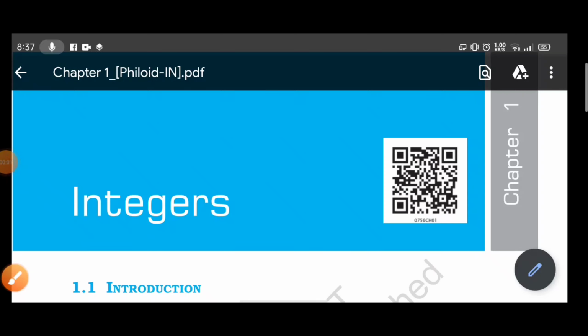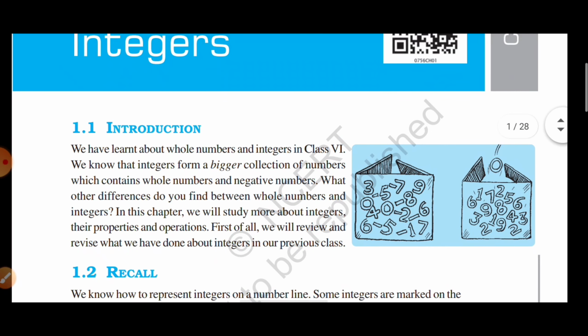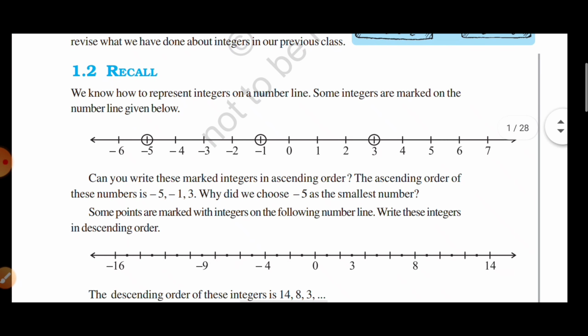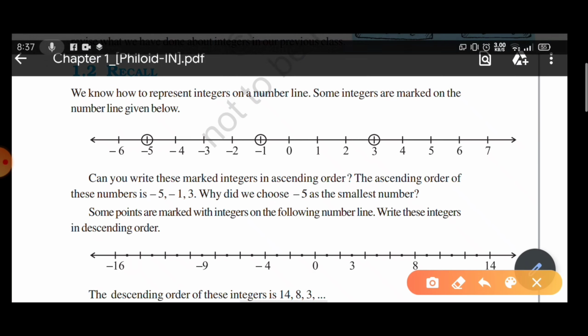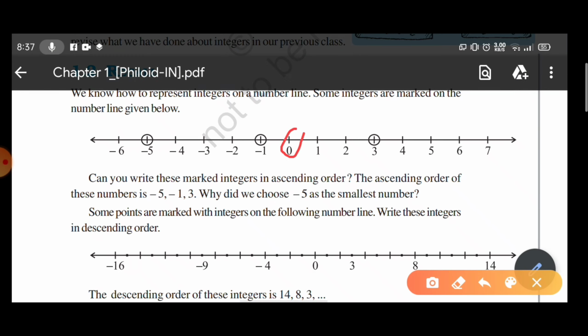Hello students, in this particular video we will be revising our first chapter, that is the integers. So first of all, let us just quickly recall our number line. On the number line here we have in the center the 0 value. Then when we move on the right side we add +1, and whenever we move on the left side we do -1.